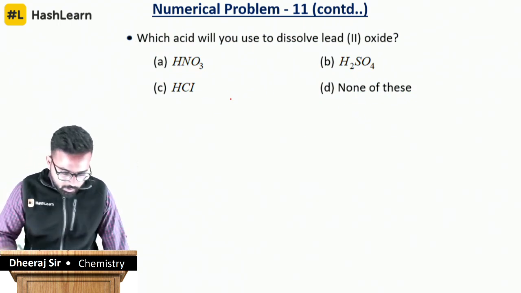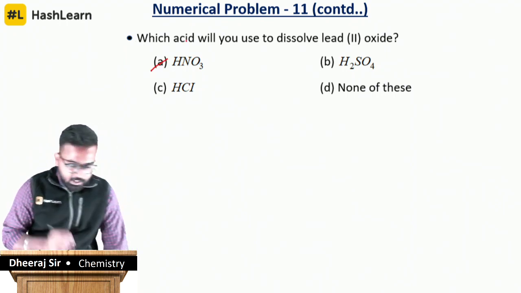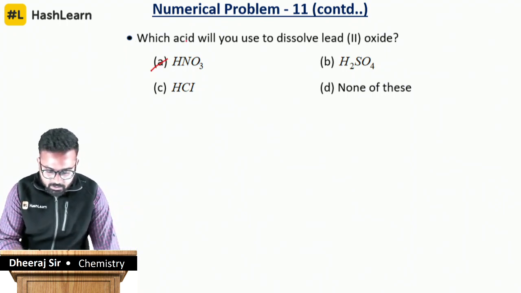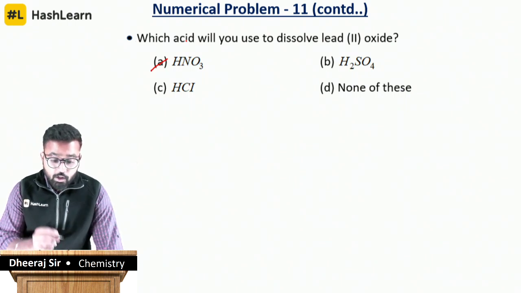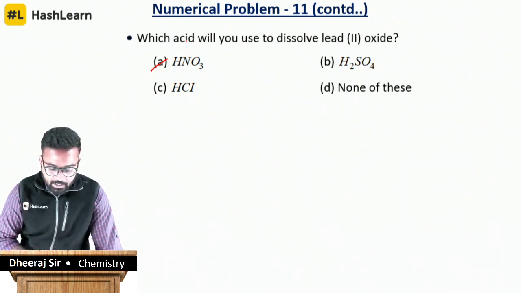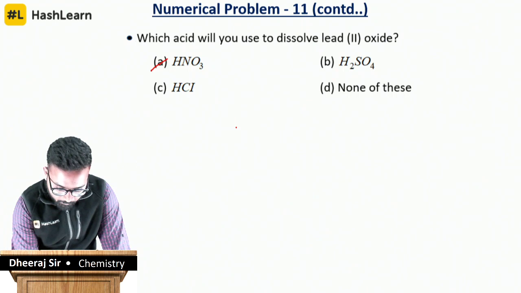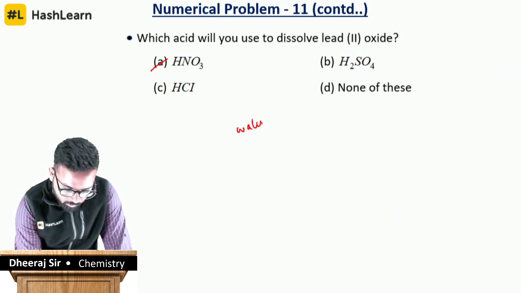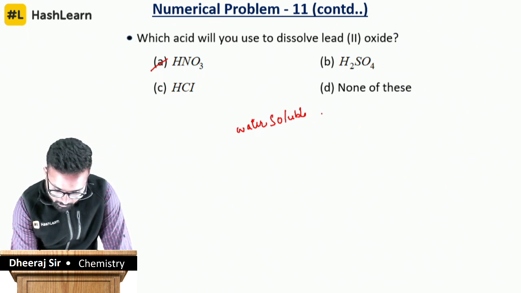Let me quickly tell you, the right answer is nitric acid, because the moment lead oxide dissolves or reacts with nitric acid, it forms a water soluble lead nitrate solution.